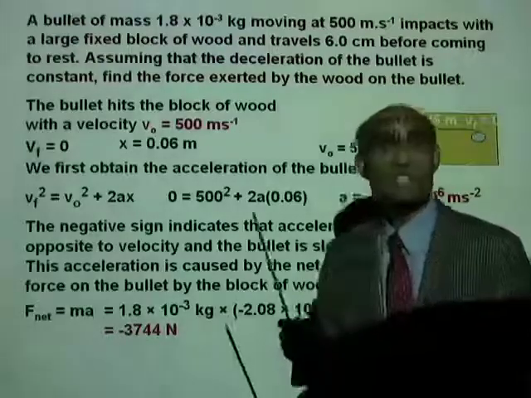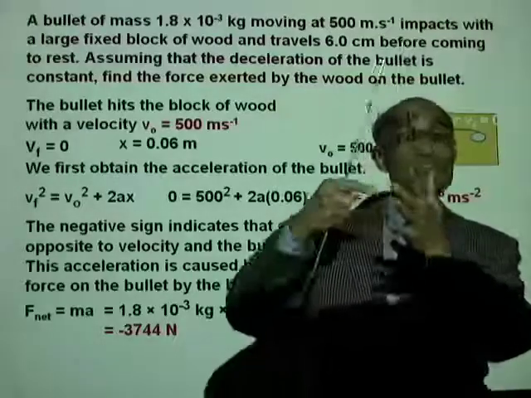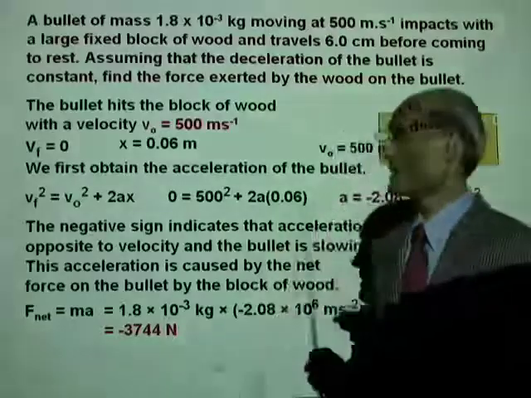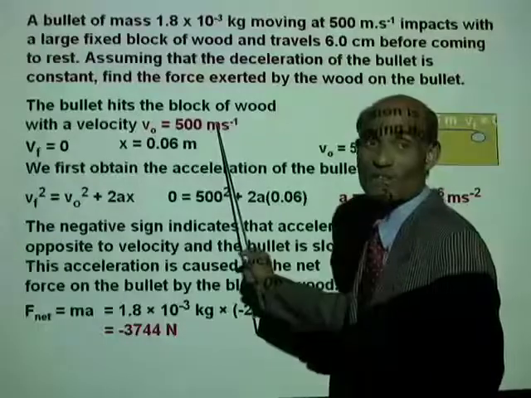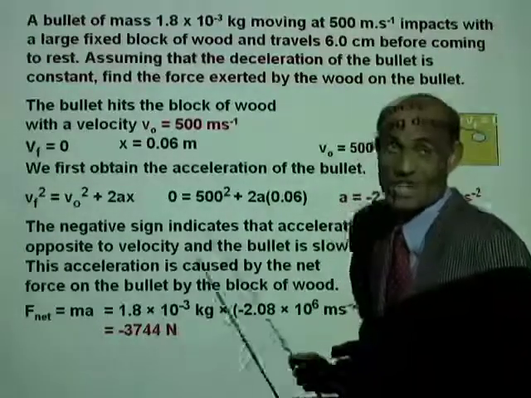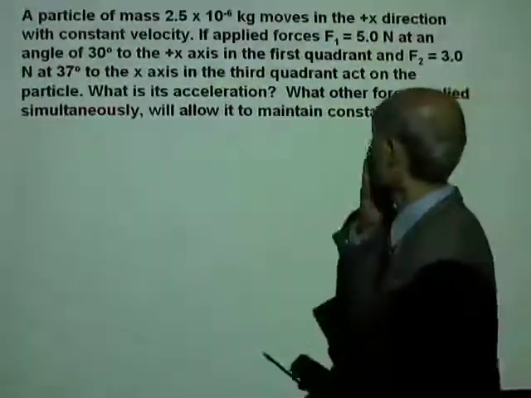The force is negative because it is opposing the motion of the bullet. The force is directed opposite to the direction of the velocity. Because we started by taking the velocity positive, the force is directed opposite to that. It is negative. Okay, let's do another one.